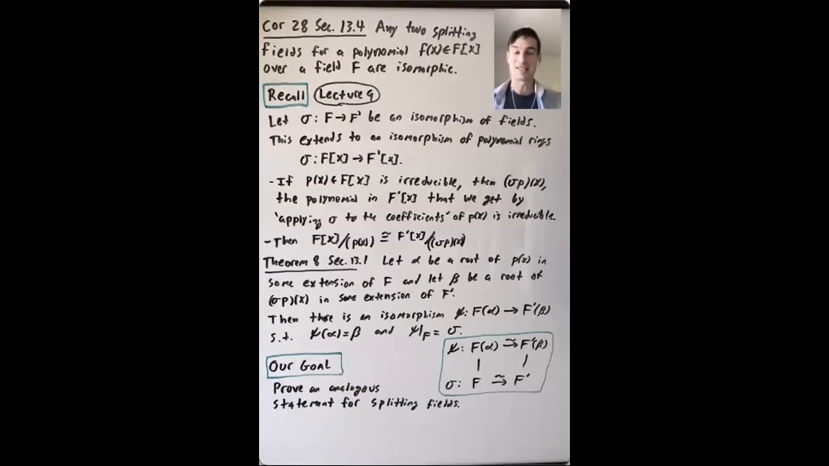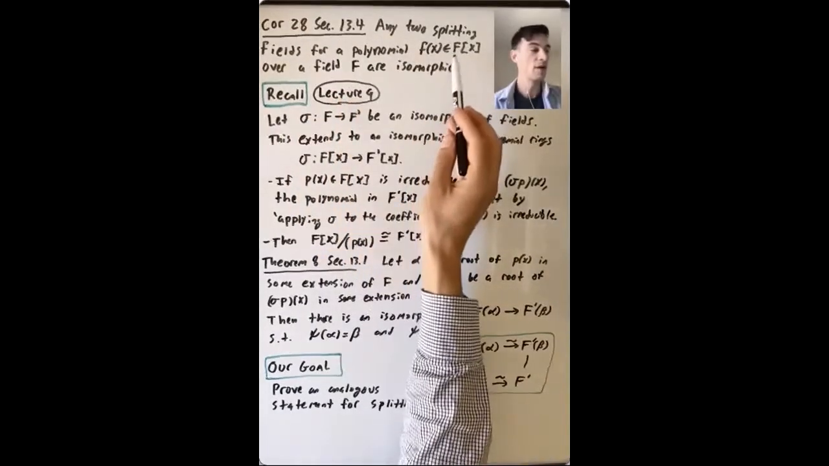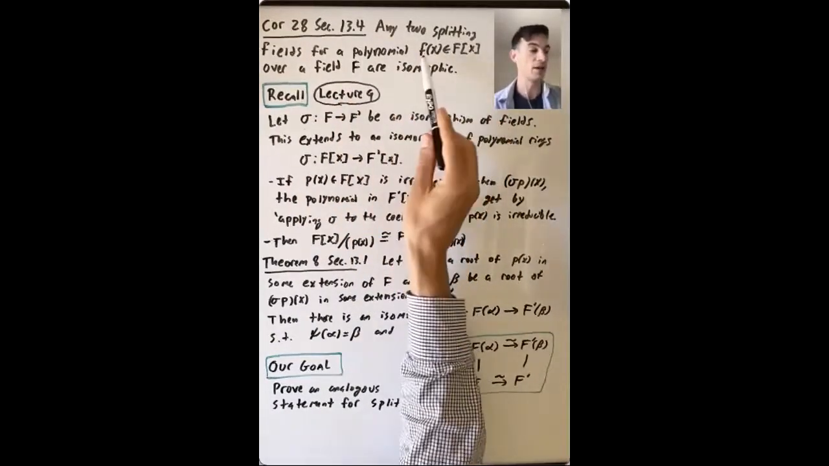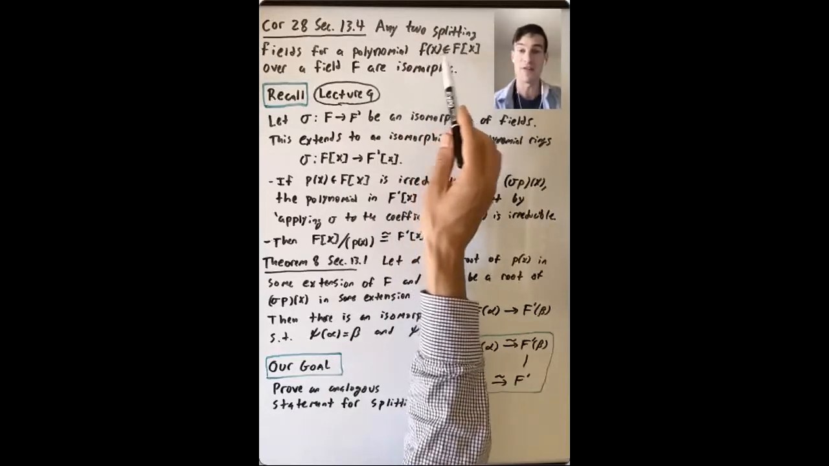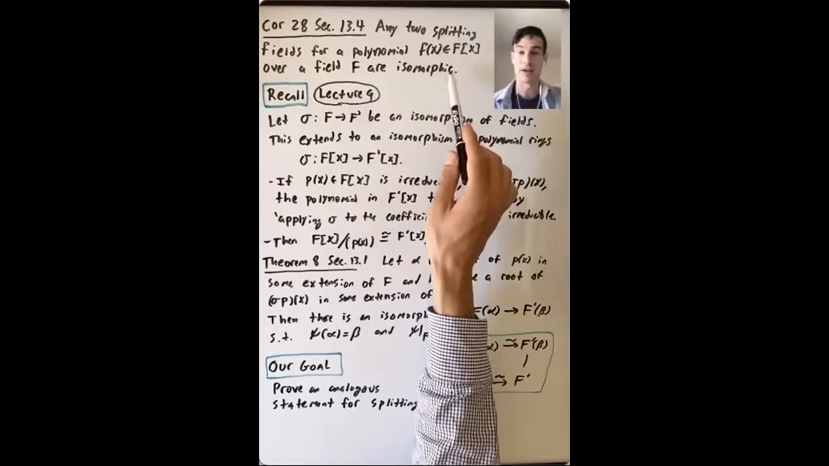The focus of the last lecture was on splitting fields and on algebraic closures. This lecture is going to be divided up into two parts. In the first part, we're going to prove a main result about splitting fields that we stated in the last lecture but didn't prove yet. That is corollary 13.4, which says that any two splitting fields for a polynomial f of x in F[x] over a field F are isomorphic.